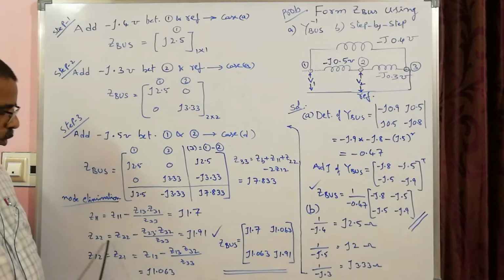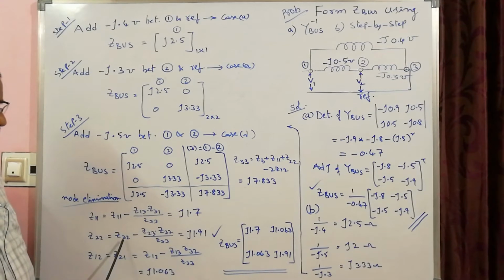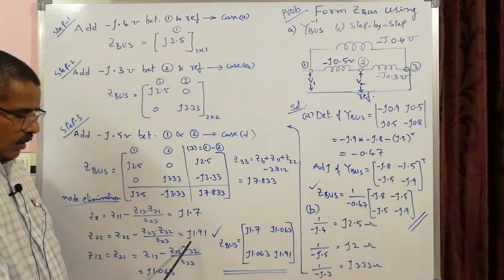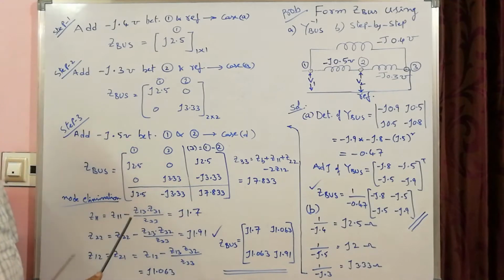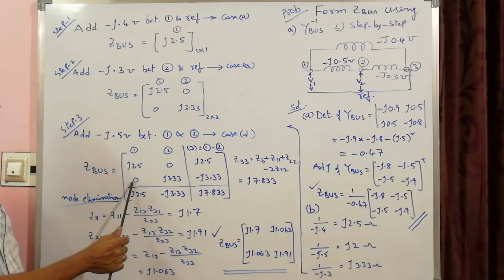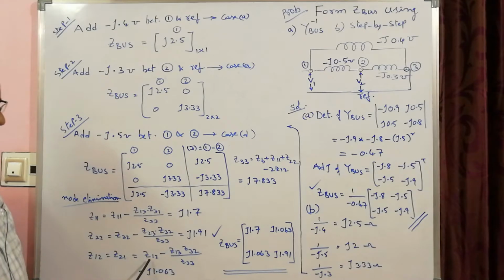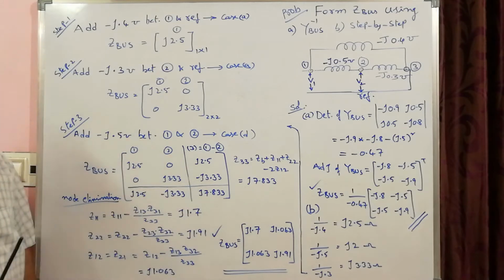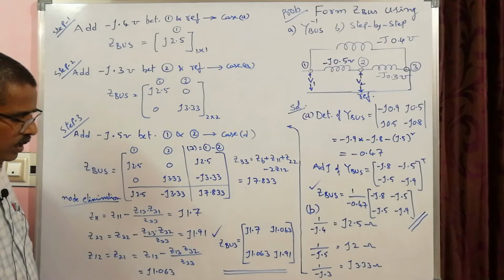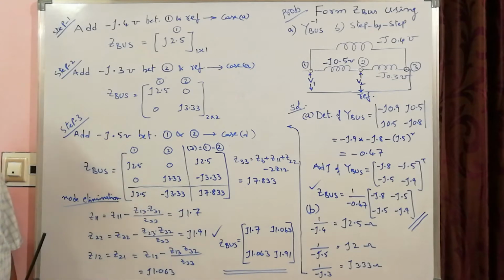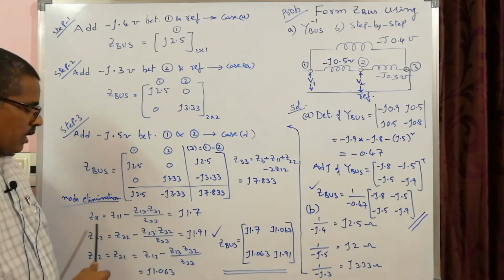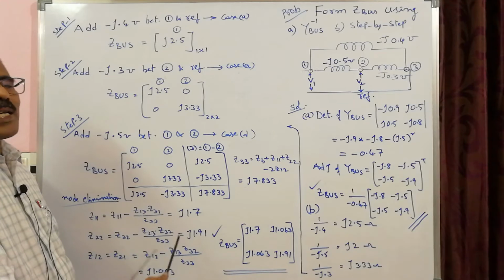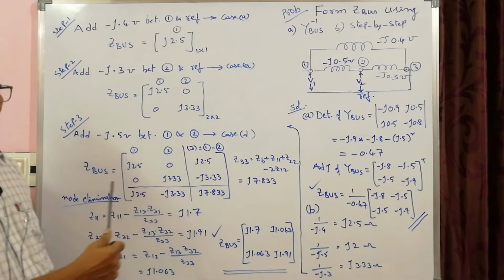And Z22 new, always this is new updated value, is old minus Z23 Z32 divided by Z33. Okay. So, that is going to be J1.91 and Z12 for this and this. Z12 new is Z12 minus Z13 Z32 divided by Z33. Okay. So, that is going to be J1.063. So, this is with the general formula Zjk new is Zjk old minus Zj(n+1) Z(n+1)k divided by Z(n+1)(n+1), okay, with that formula.